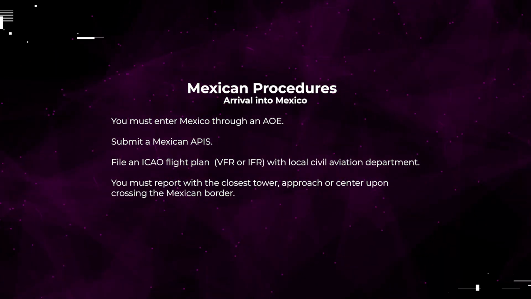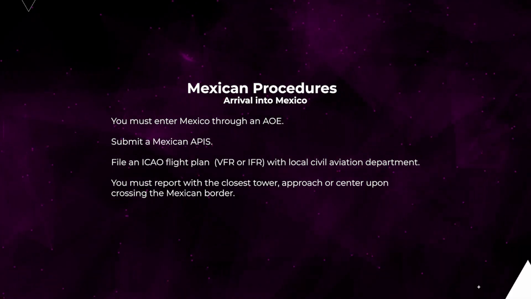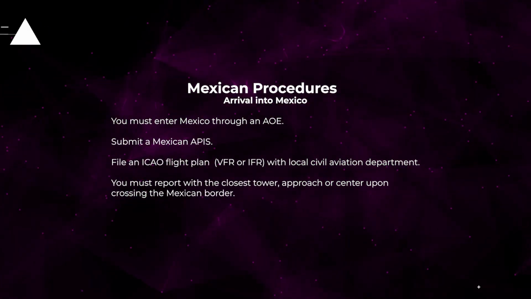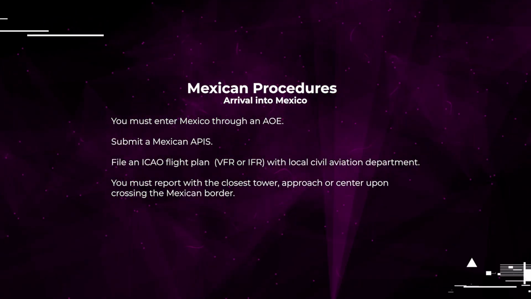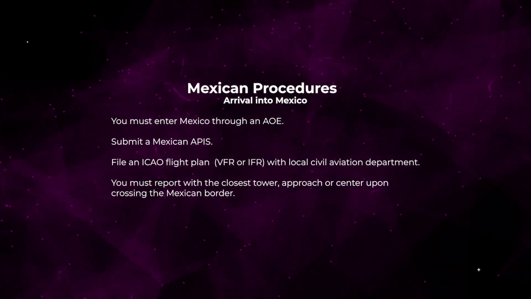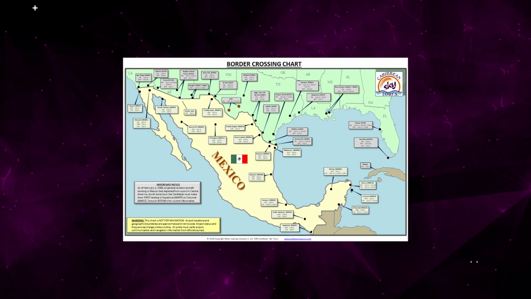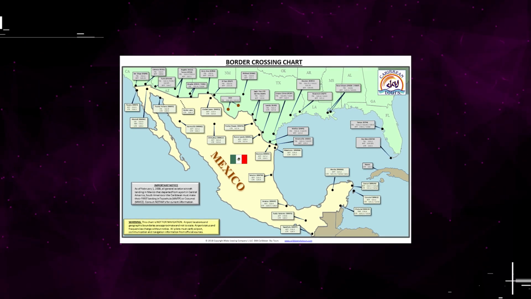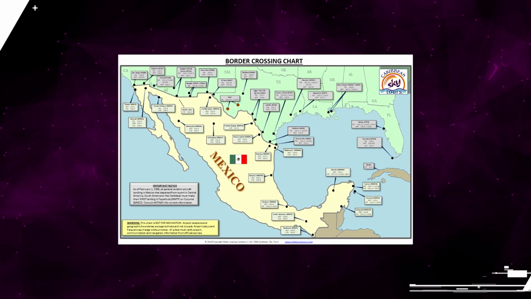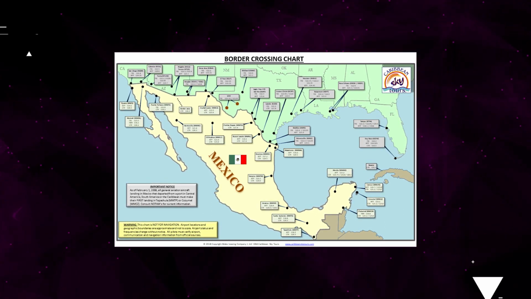Next, file your flight plan to that AOE and remember to activate your flight plan once you are airborne. When you cross into Mexico, you are required to contact the ATC facility closest to your point of border or coastline crossing, which could be a tower, approach, or center. You can download our border crossing chart for free from the CST member website. It shows ATC and flight service frequencies on both sides of the border.